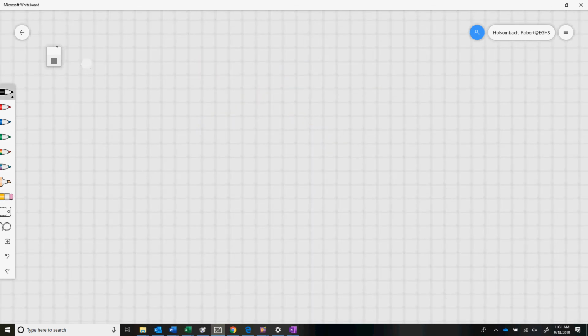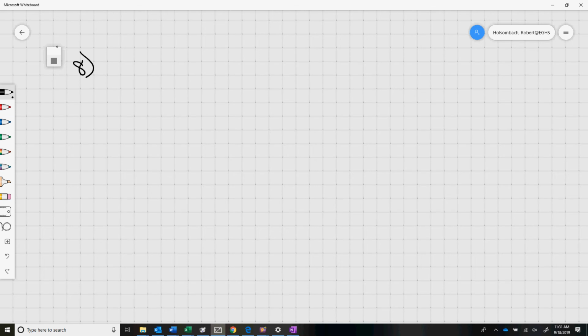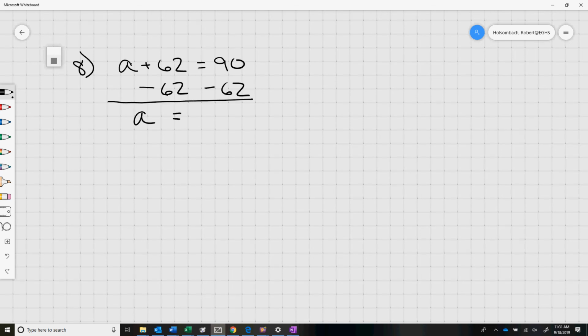Number 8 says the complement of an angle is 62 degrees. What is the measure of the angle? They're telling you that an angle plus 62 degrees equals 90. So subtract 62. And 90 minus 62 should be about 28. So the angle is 28 degrees. Number 9.